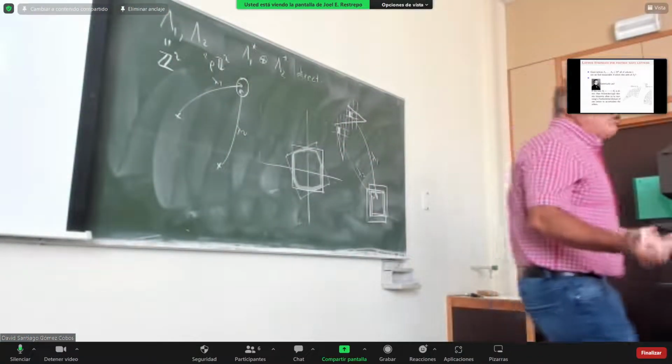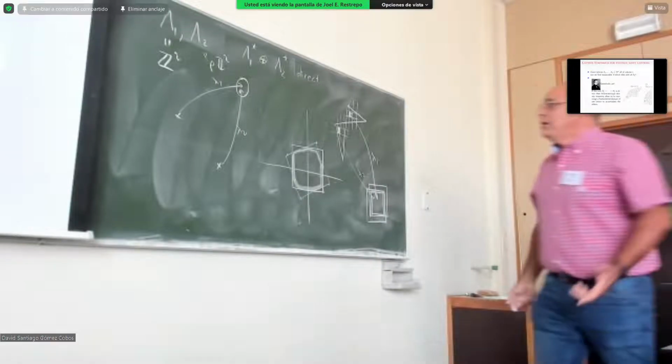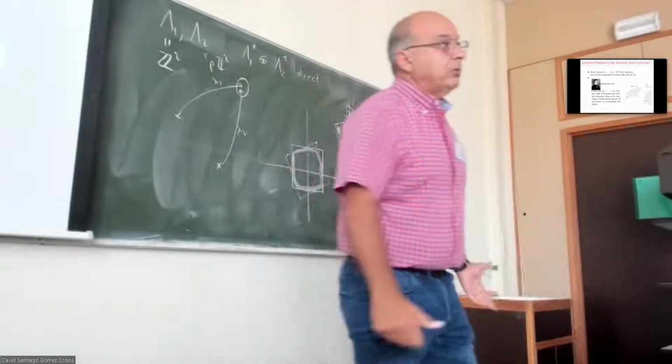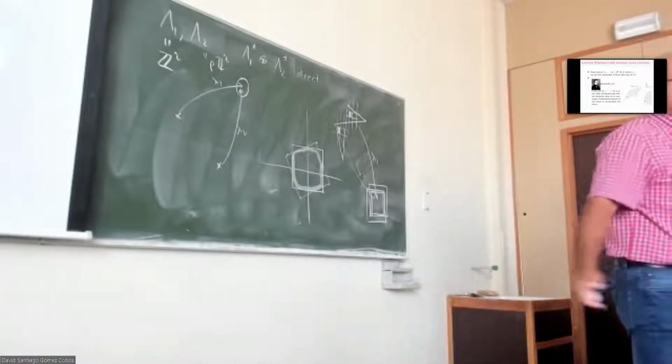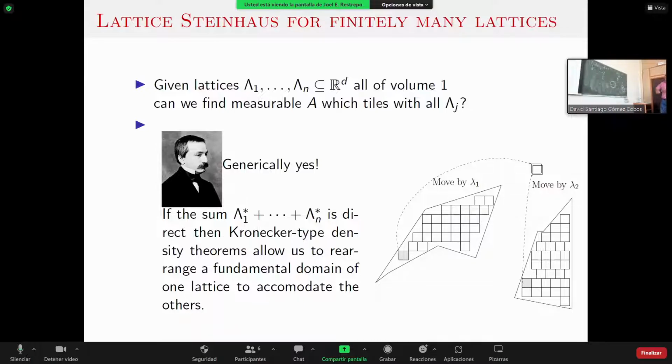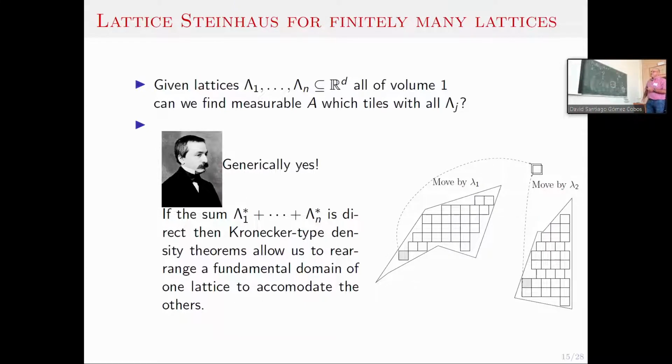It's still an open problem if you can find a common tile, say for these two, which is bounded. We don't know. So this variation, in most of the cases, has an affirmative solution. You can always find a common tile.